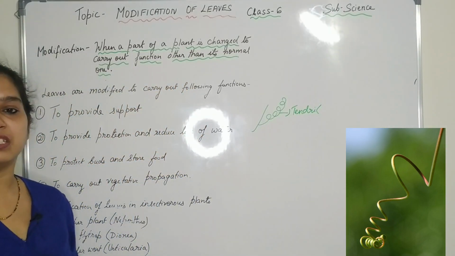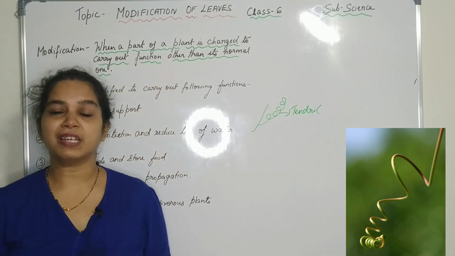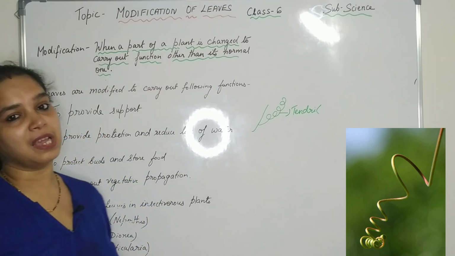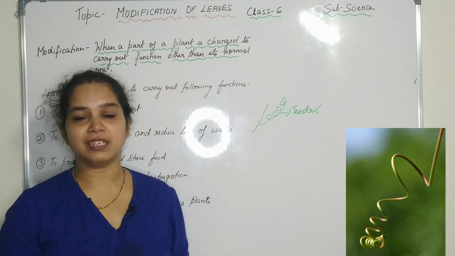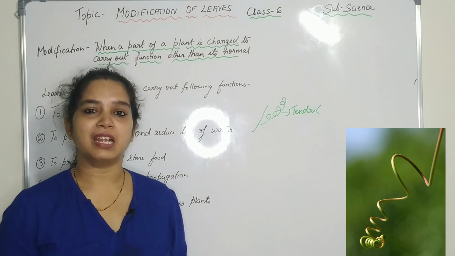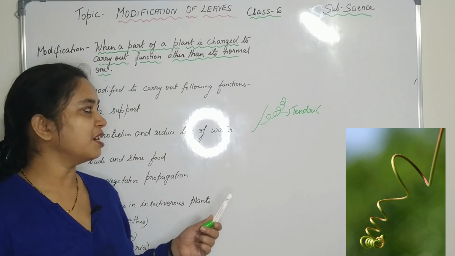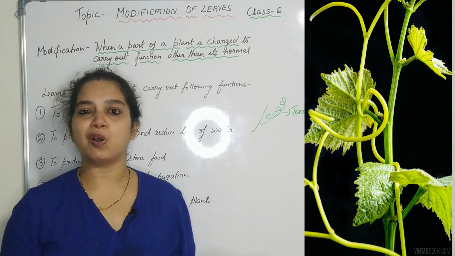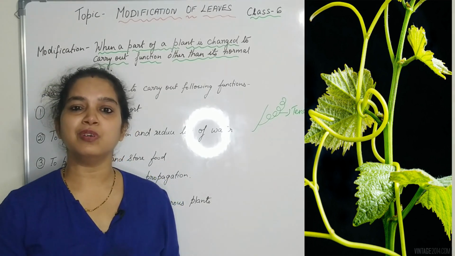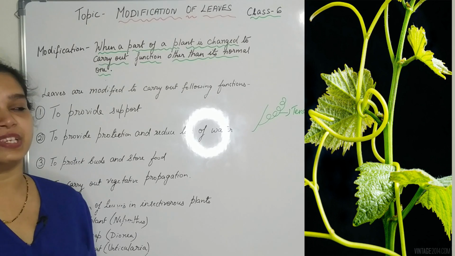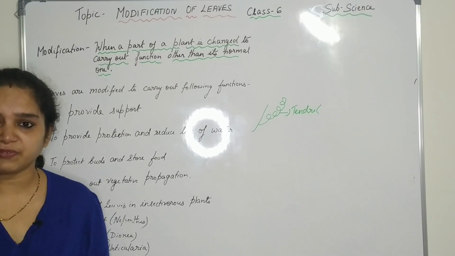These tendrils are generally seen in climbers where the stem is very weak and they are not able to climb on their own. So these tendrils help and provide support so as to climb, and these are nothing but leaves, modified into the form of tendrils, which provide support to the plant where the stem is very weak.